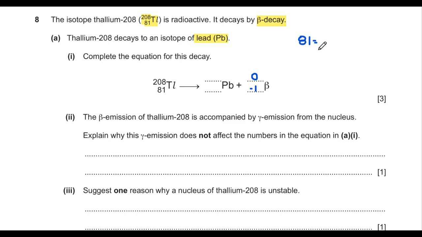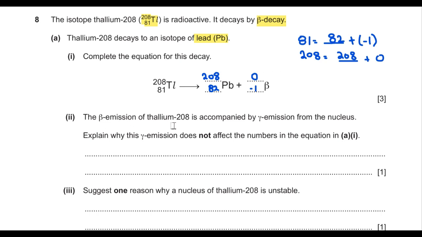Now we will balance the equation. 81 this side, what can be added to -1 to make it 81? So 82 minus 1 would be 81. What could be added to 0 to make 208? So it would be obviously 208 and the equation has been balanced.